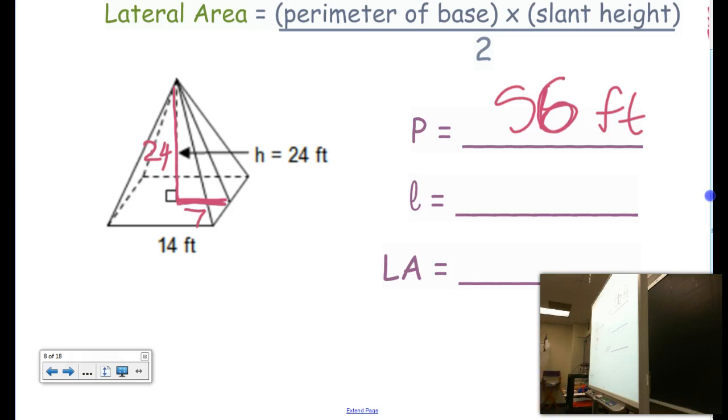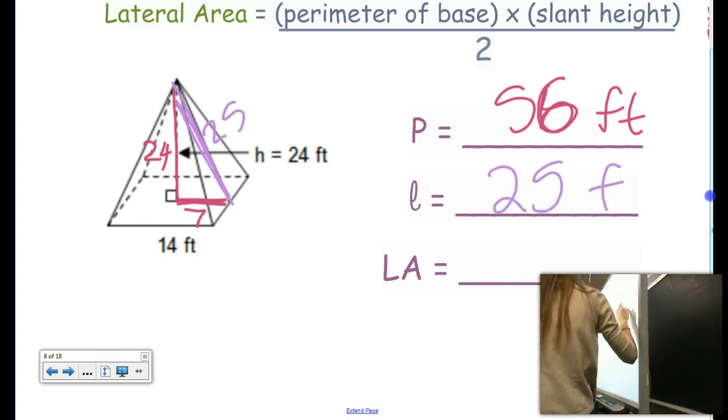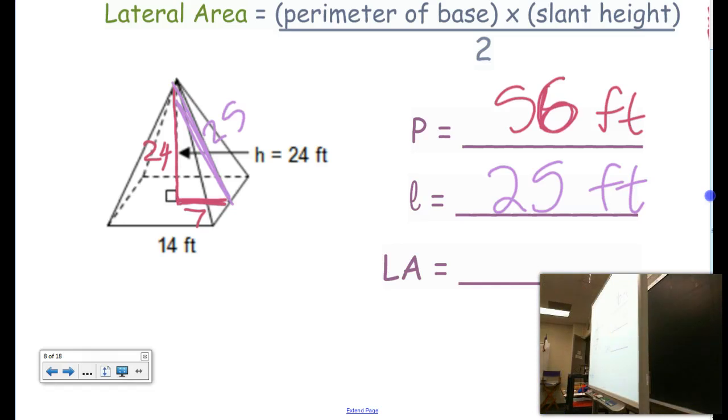24 squared plus 7 squared. Square root of that. 25. Very good. What's your question? Right here is 25. That is called the slant height. It forms a right triangle with the height and half of the base. 14 divided by 2 is 7. That's how we got 7.